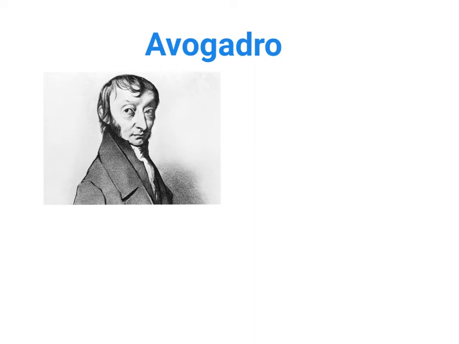So if you remember this man, his name is Amedeo Avogadro, and he is the one who we say is responsible for the idea that in a mole of anything, there are 6.022 times 10 to the 23 of that thing. That's why it's called Avogadro's number.